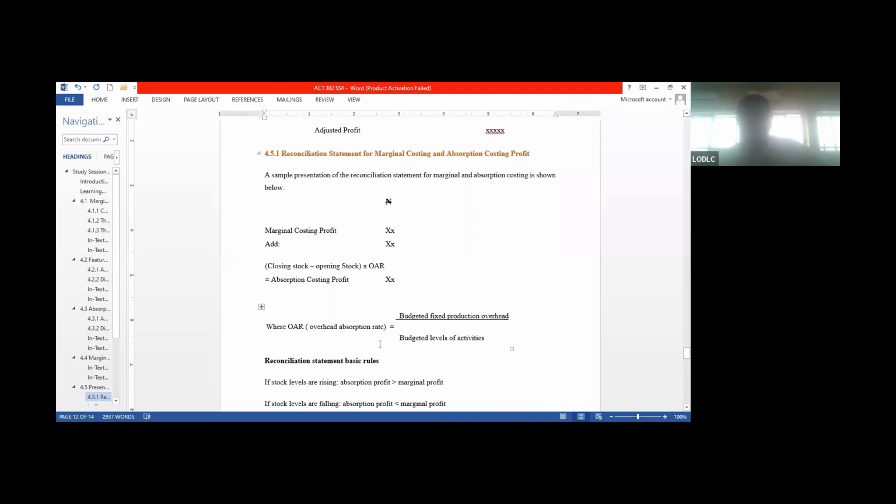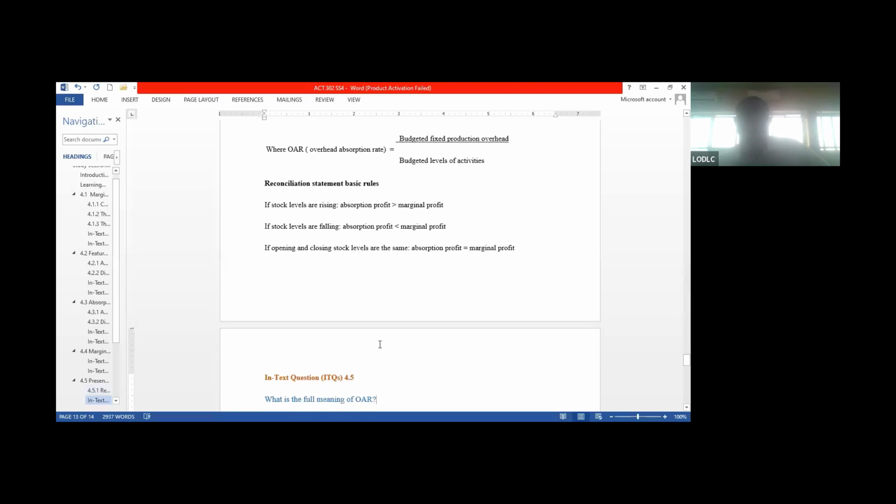So once you get your marginal cost profit, you then add the difference between the closing and opening stock multiplied by your over absorption rate, to arrive at the absorption costing profit. The over absorption rate is the ratio of the budgeted fixed production overhead to the budgeted level of activities. So that is that.